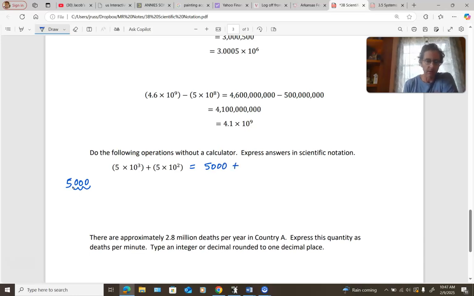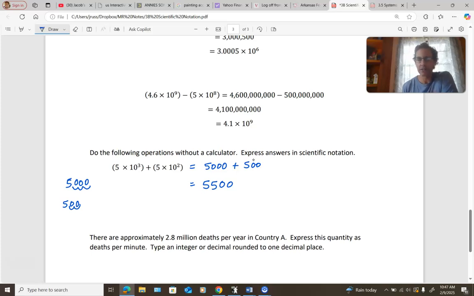plus, and then I'm going to convert 5 times 10 to the second. Well, it's very similar. Just move the decimal to the right 2 places and you're going to get 500. Okay. So then we can add these together. You should be able to do this in your head. 5,000 plus 500 is 5,500.